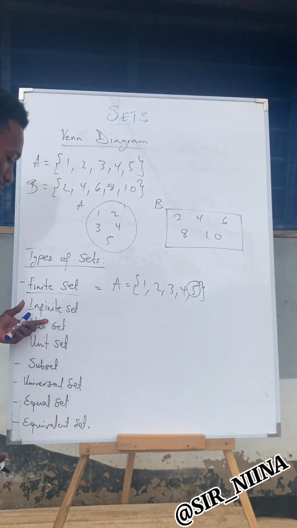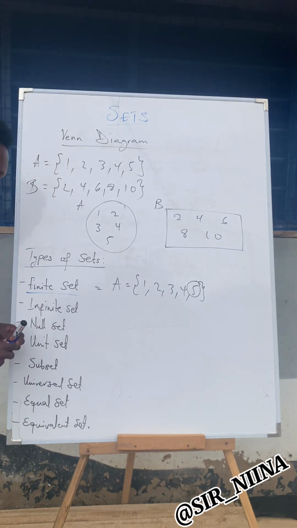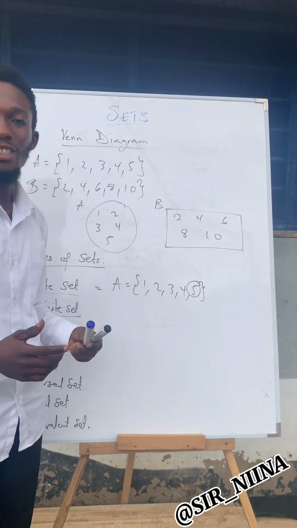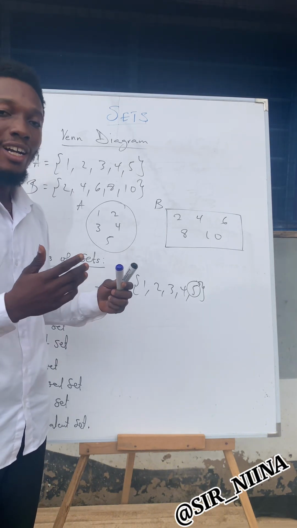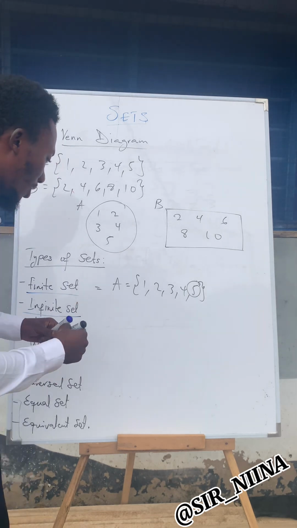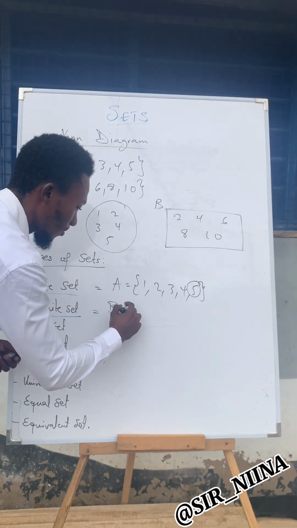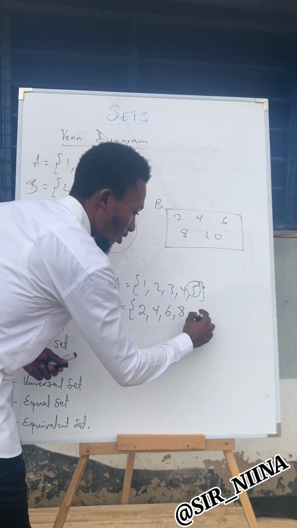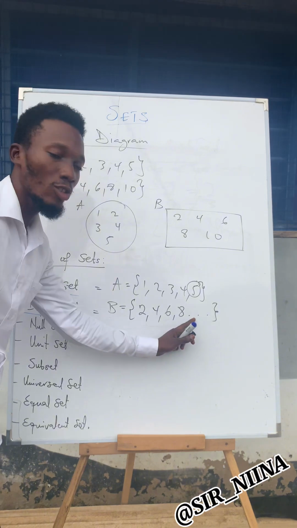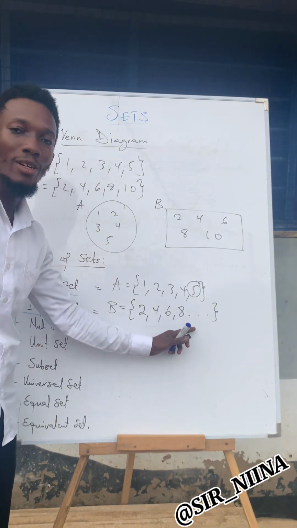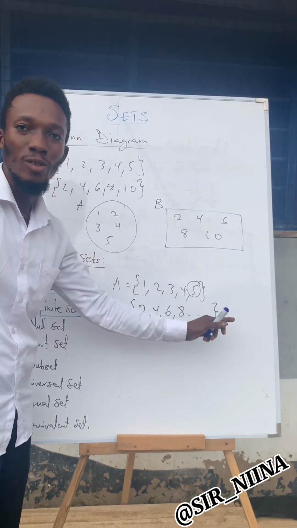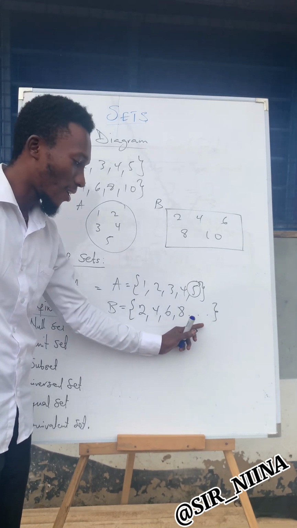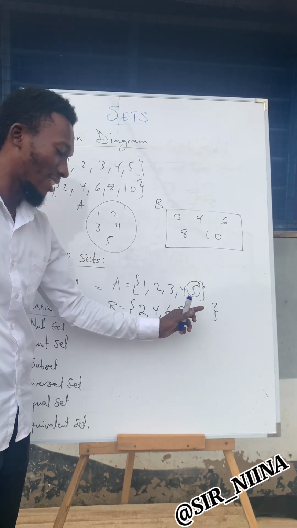Now, when we talk of the infinite set, that is the second type of set we have here. With this type of set, the last element or the last member cannot be identified. So we have it this way: B, 2, 4, 6, 8, and so on. These three dots indicate that the last element of this set is unknown. So when the last element is not identified, then that is an infinite set.